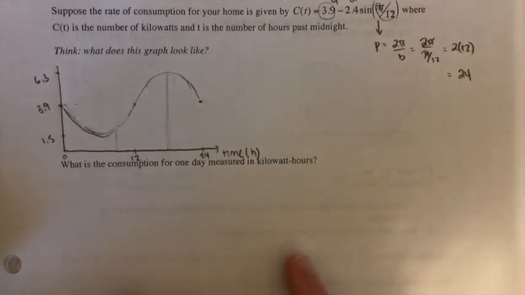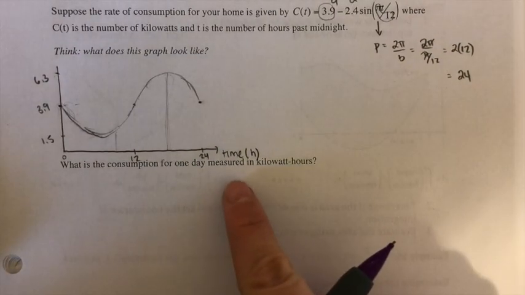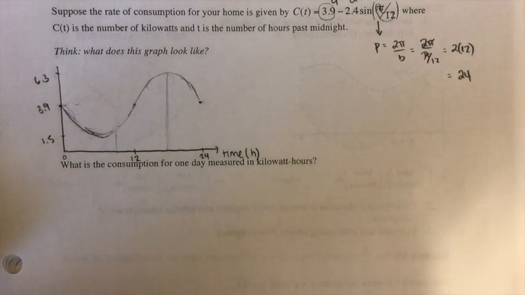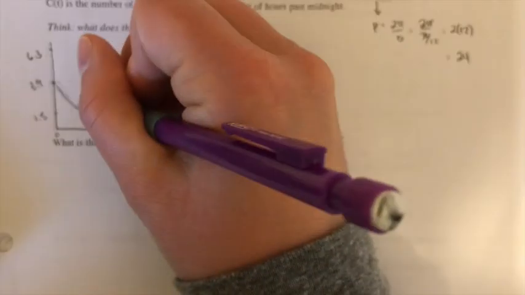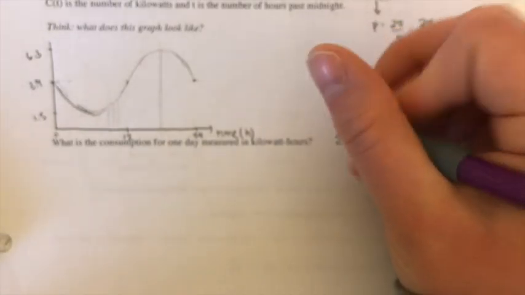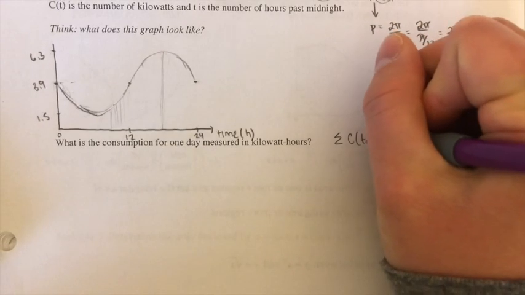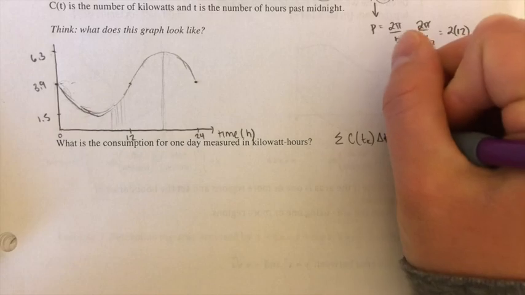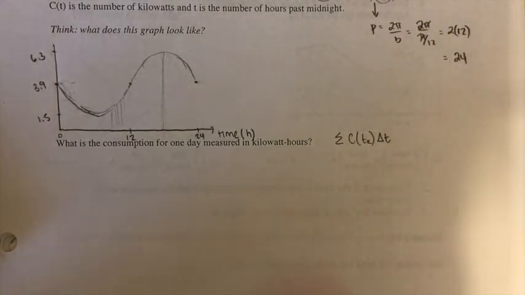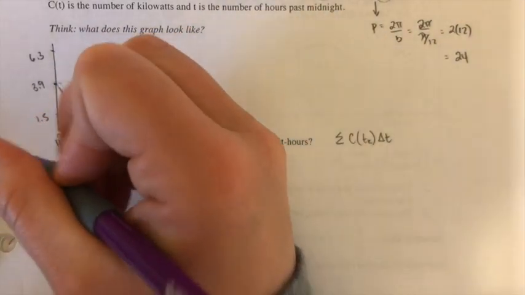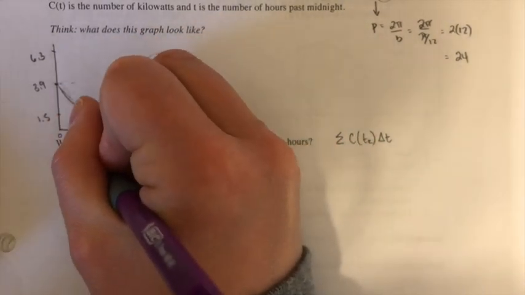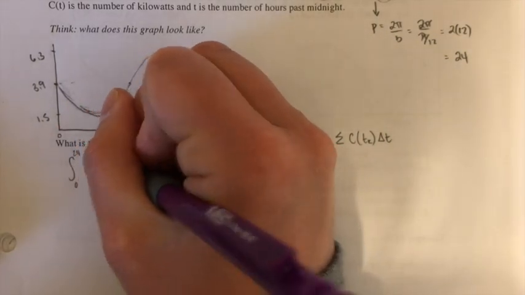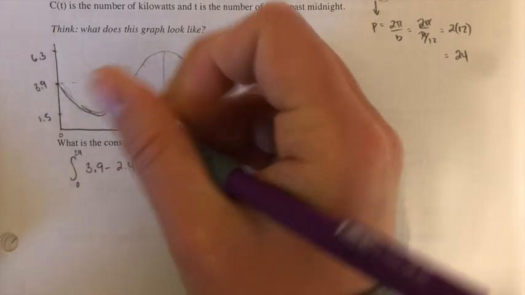And what we actually want to answer is what the consumption is for one day, measured in kilowatt hours. So what is that consumption? Essentially we're doing the sum of all these little rectangles, the sum of the consumption at time k times that delta t. Or we could write it as an integral. So from 0 to 24 hours, what is the sum of this thing?